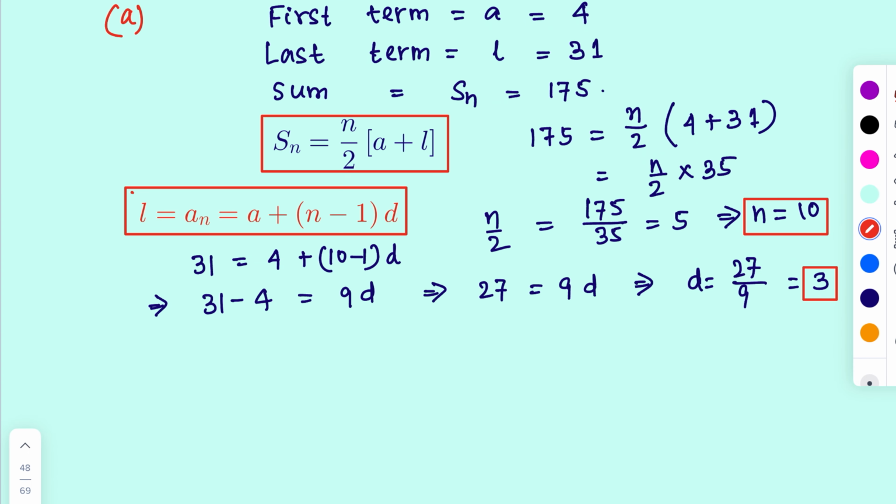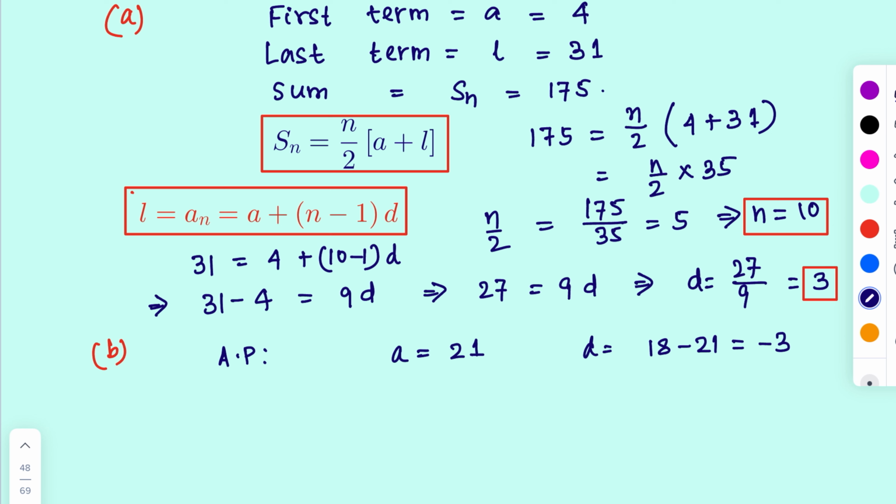And for the second part, how many terms of the AP must be added to get the sum 0? The given AP, in this AP, the first term a is 21, and d, the common difference, is always any term minus its previous term, or a2 minus a1 we can write. 18 minus 21, which is equal to minus 3. A is 21, d is equal to minus 3.